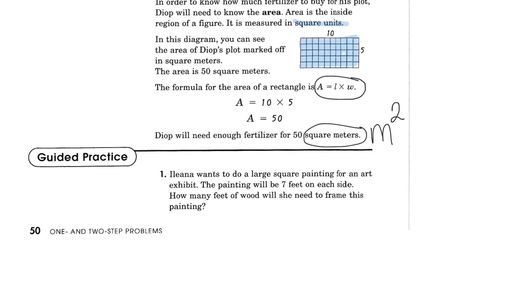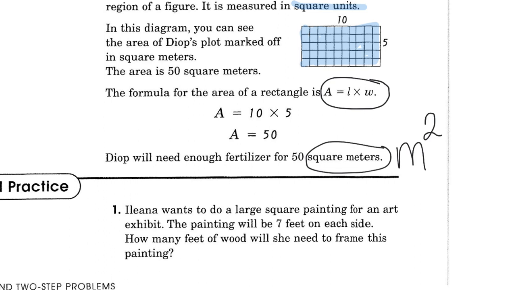When you come down to the guided practice, it says, Eilina wants to do a large square painting for an art exhibit. The painting will be 7 feet on each side. How many feet of wood will she need to frame this painting? So, if I drew a picture, it's 7 feet on each side. So I'm going to be finding the perimeter.